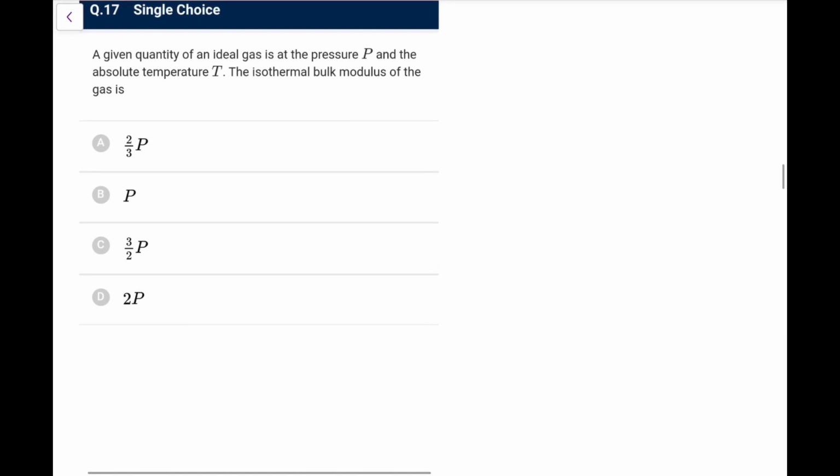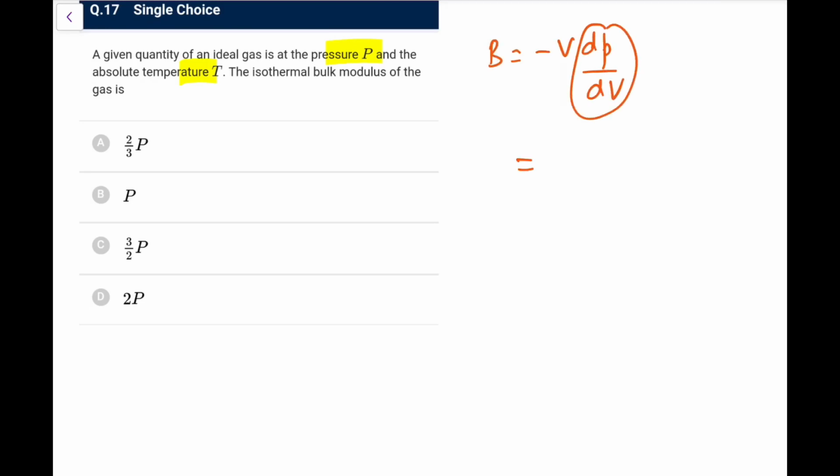Next, given quantity of an ideal gas, it is at pressure P and absolute temperature T, the isothermal bulk modulus. So what is bulk modulus? First of all, you remember bulk modulus is defined as minus V dP by dV, and in isothermal process dP by dV is minus P by V, so it comes out as plus P. So bulk modulus is P. You all know this thing, this is asked here, and just remember, for adiabatic process it is gamma times P.